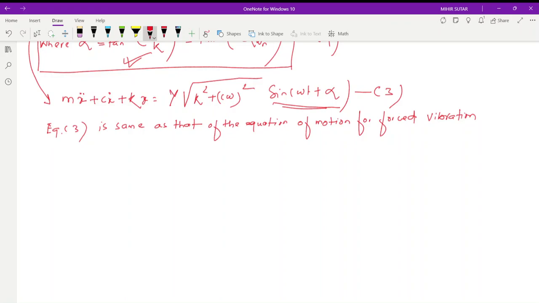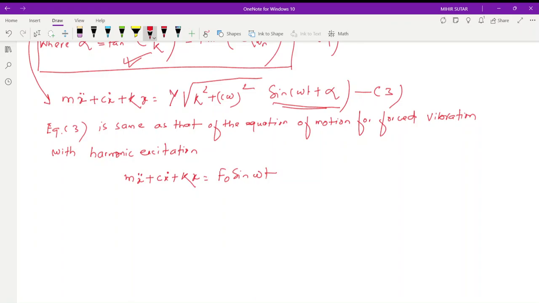So with harmonic excitation. So what was our forced vibration equation? It was m x double dot plus c x dot plus k x is equal to F0 sin omega t, right?